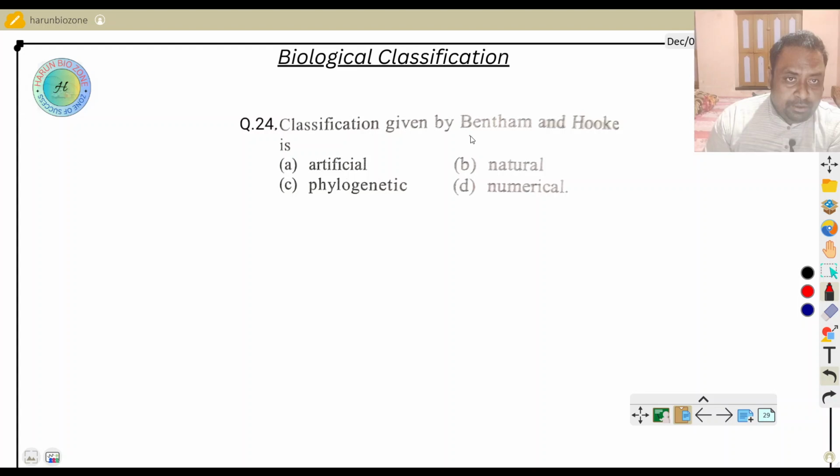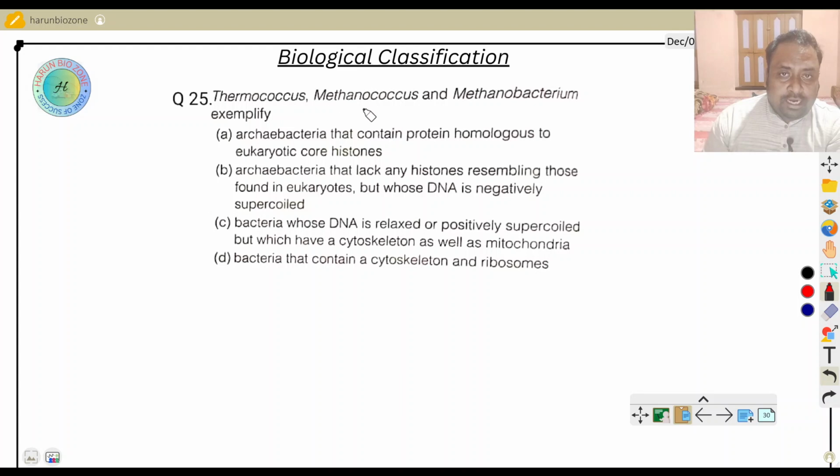Classification given by Bentham and Hooker is the natural system of classification, phylogenetic by Engler and Prantl, and artificial by Aristotle or Theophrastus. Next question: Thermococcus, Monococcus, Methanococcus and Methanobacterium exemplify: archaeobacteria that contain protein homologous to eukaryotic core histone; archaeobacteria that lack any histone resembling those found in eukaryotes, but whose DNA is negatively supercoiled.